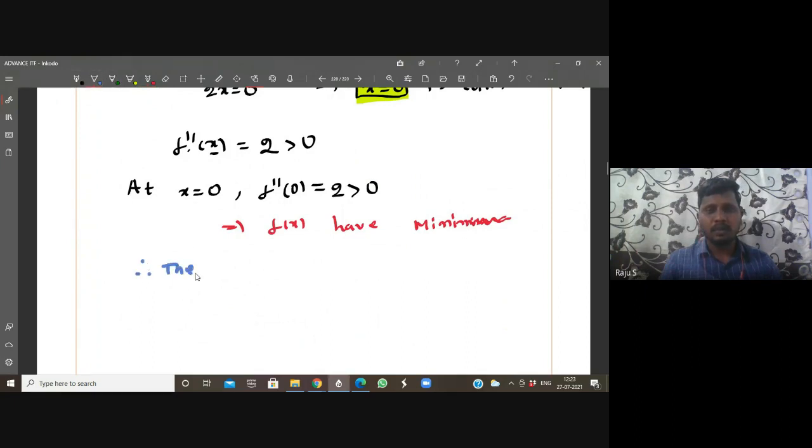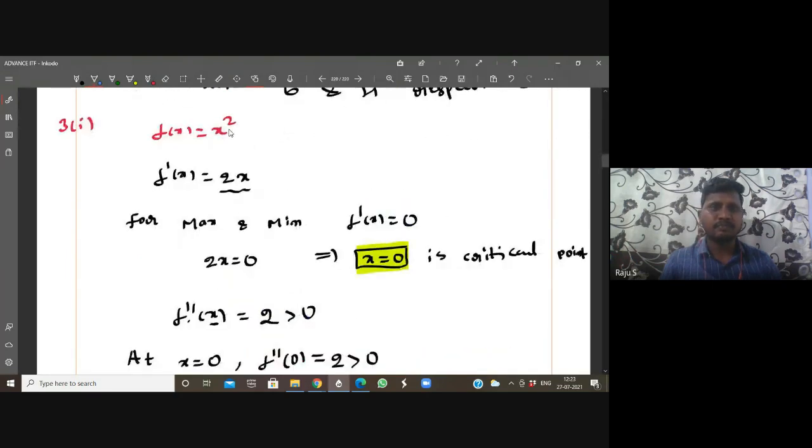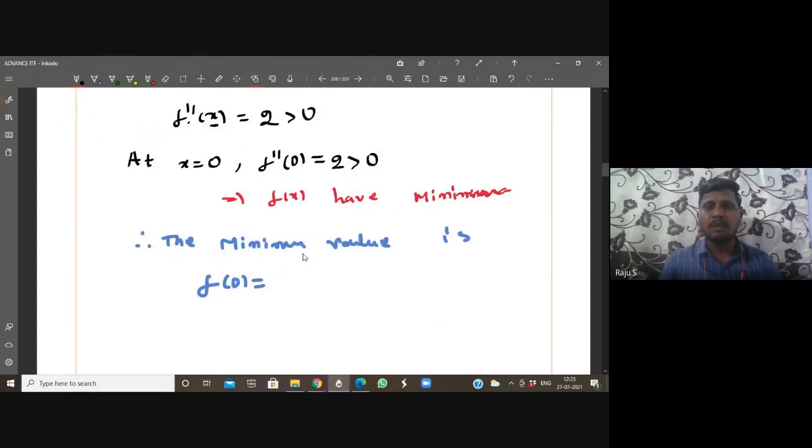Therefore, the minimum value is f of 0. Yeah, what is the minimum value, students? f of 0 is equal to, substitute this critical value in the given function. The minimum value or maximum value is given by the given function only. Substitute the critical point in the given function, that will be either maximum or minimum, but here the second derivative is greater than 0. The function has a minimum, the minimum value is f of 0 is 0 square, that is 0.